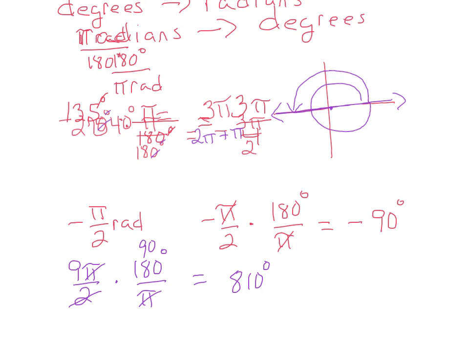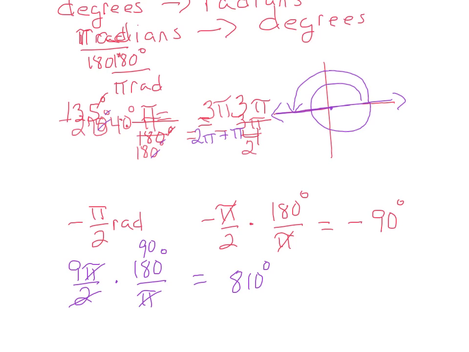Okay, so we got 810 degrees. Now let's think about complementary and supplementary. With radian measure, complementary angles are two positive angles whose sum is pi over 2. When we're dealing with degrees, two complementary angles have a sum of 90 degrees.